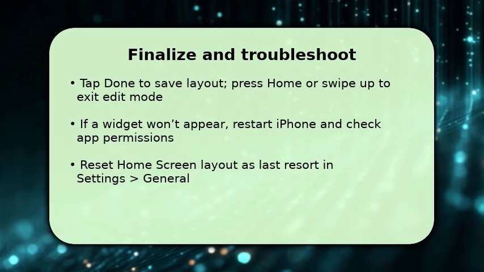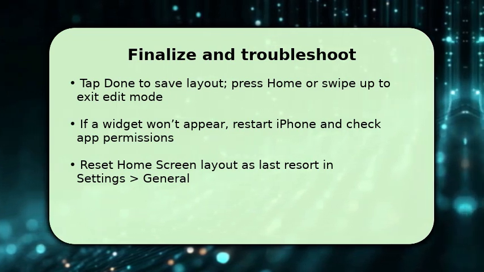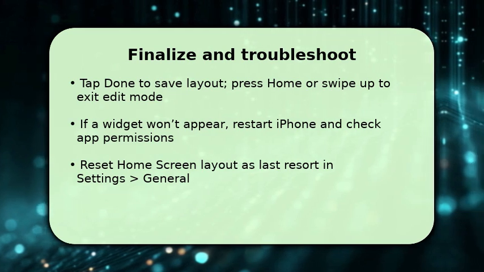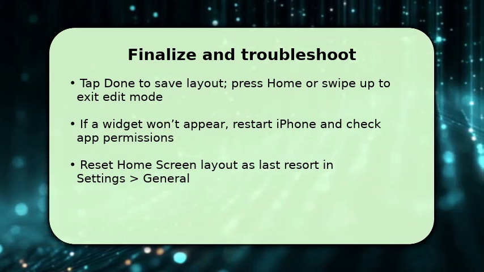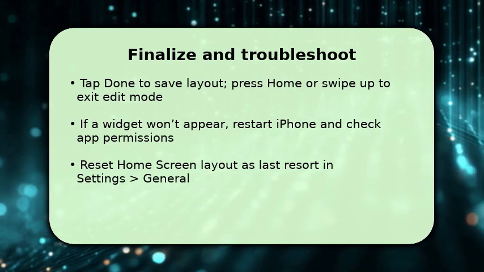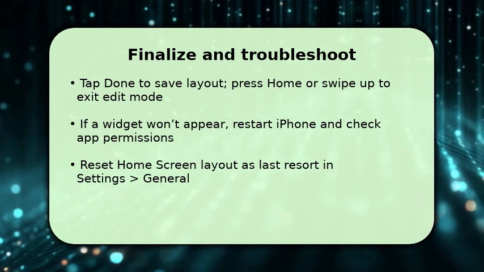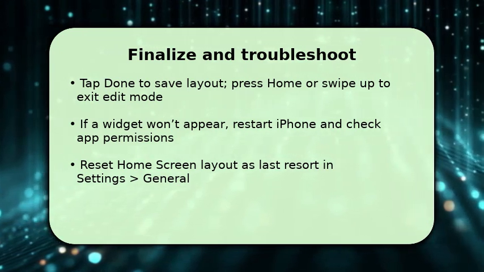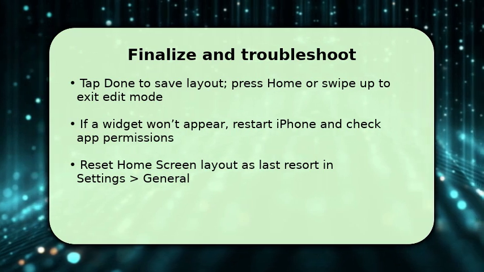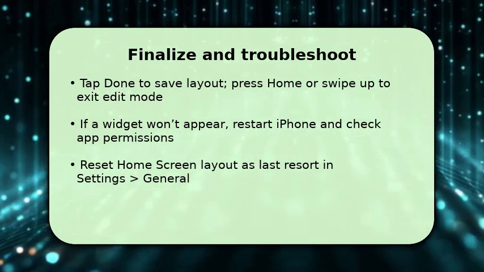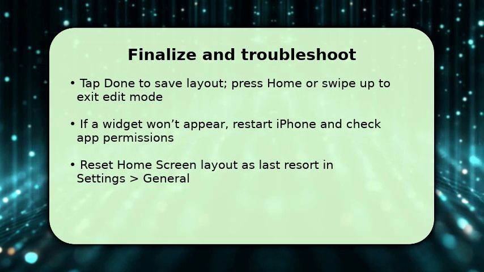If a widget doesn't show or updates incorrectly, restart your iPhone and confirm the app's widget permission and background app refresh settings. These often fix refresh and visibility issues. As a final troubleshooting step, go to Settings, General, Transfer or Reset iPhone, Reset, and choose Reset Home Screen Layout. This restores missing widgets without erasing personal data.